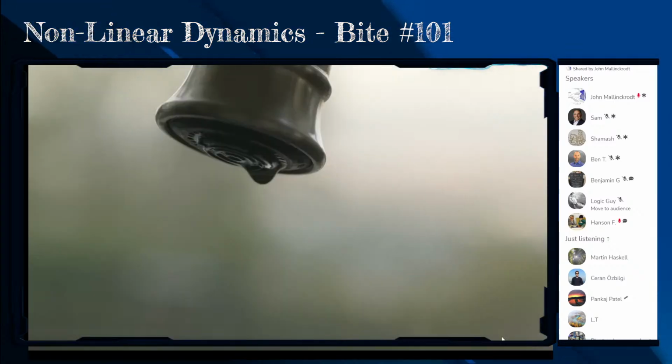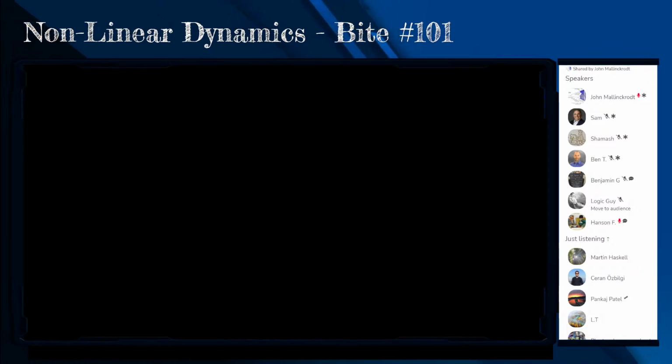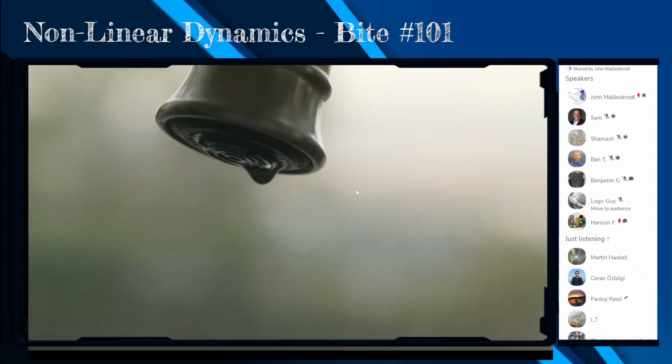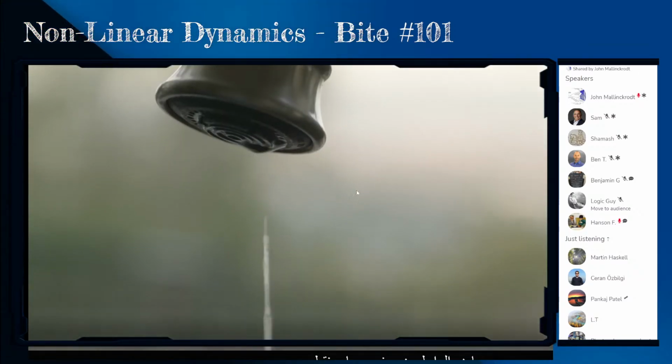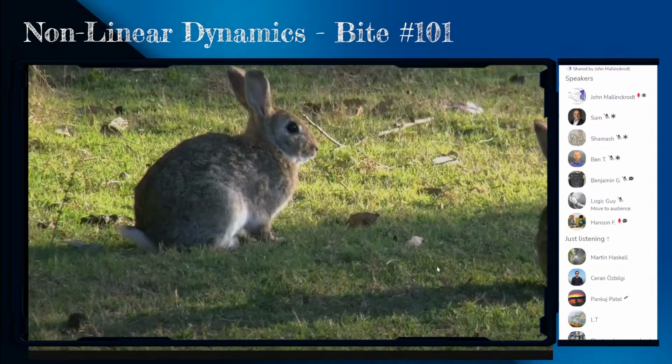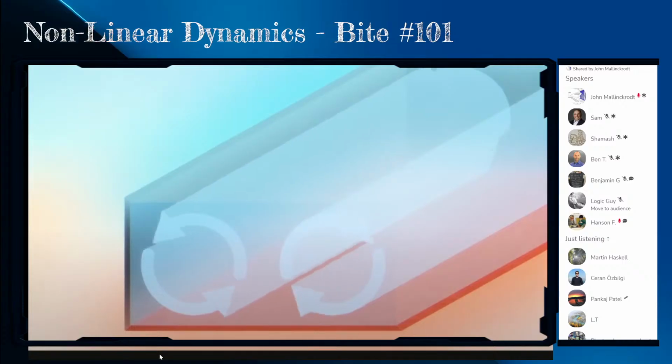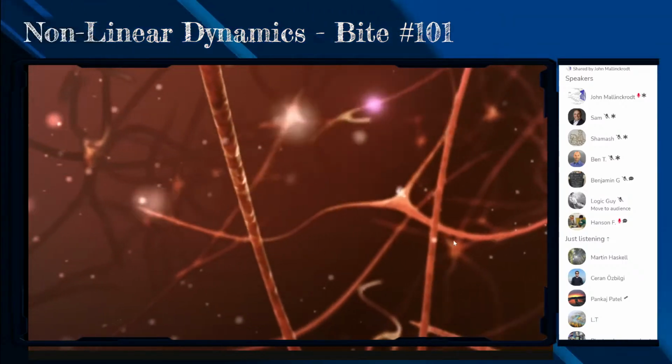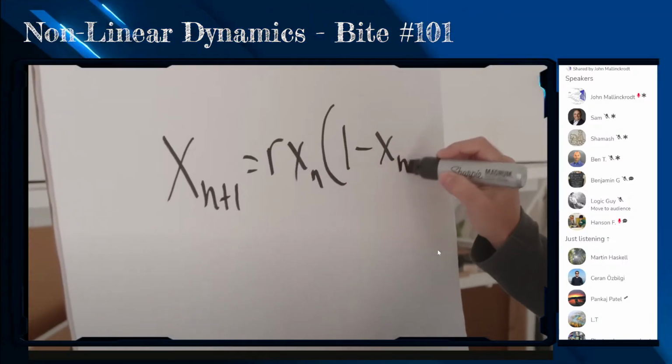Okay, in 5 seconds, I'm going to start my video. 3, 2, 1. What's the connection between a dripping faucet, the Mandelbrot set, a population of rabbits, thermal convection in a fluid, and the firing of neurons in your brain? It's this one simple equation.